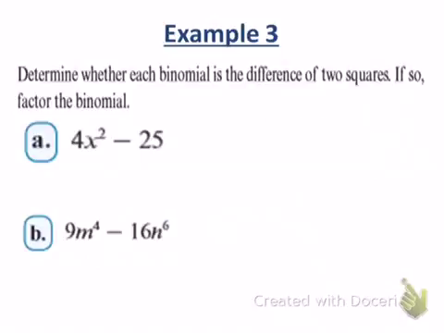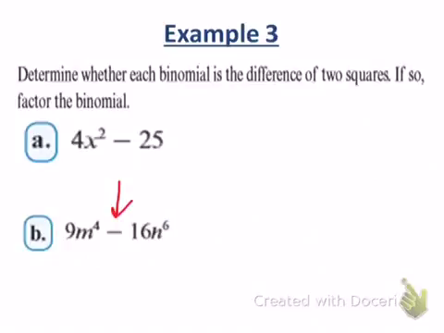Okay? Let me go back. Second one. 9m to the 4th minus 16n to the 6th. Yes. It's two terms. What do I have to look for first now? The GCF. Do we have a GCF here? No, 9 and 16 do not have anything in common. Now, do I have a difference of squares? We're certainly okay with the difference, right? They're different signs. They're being subtracted.